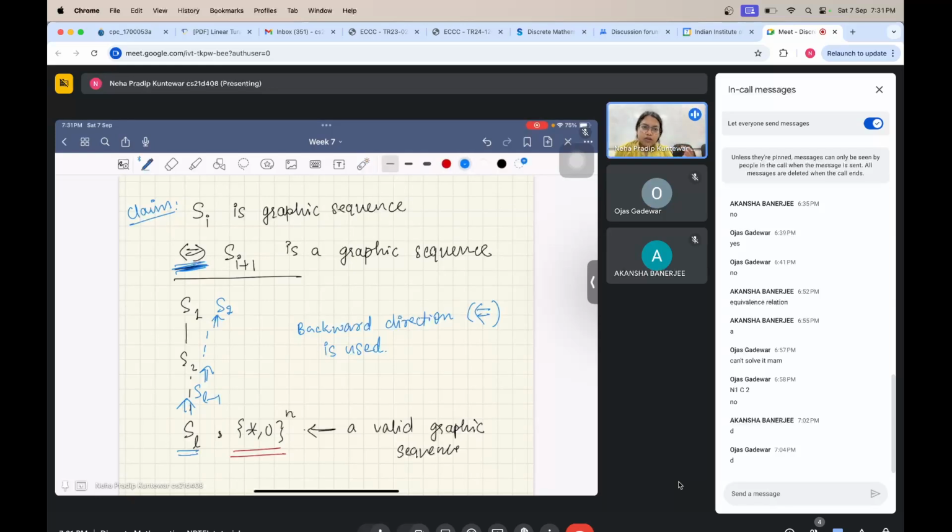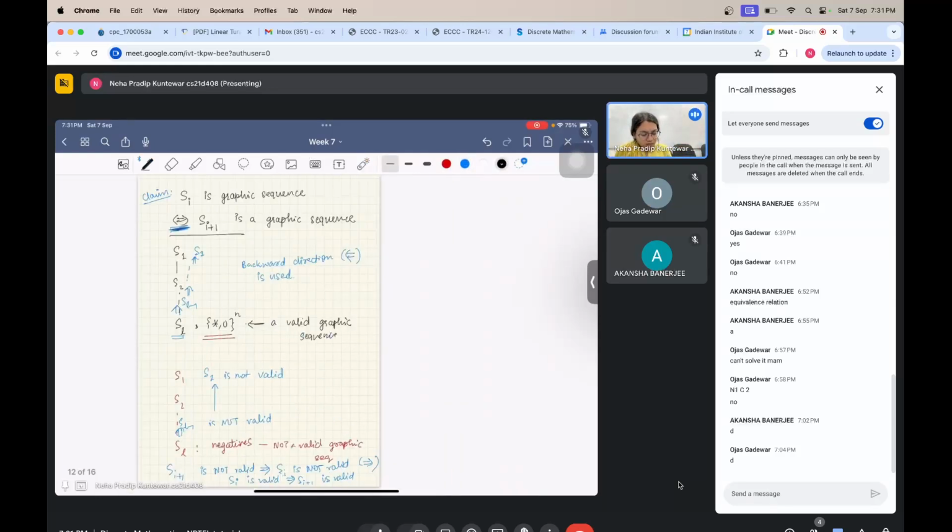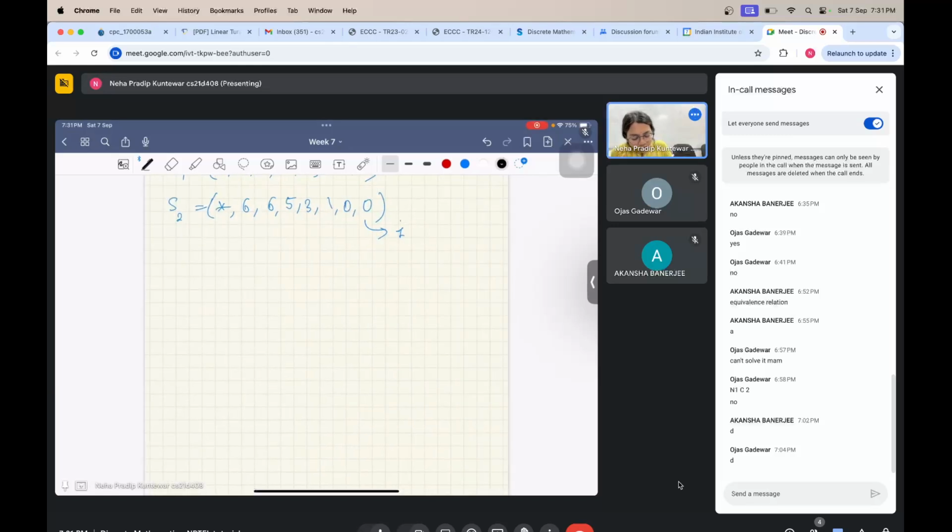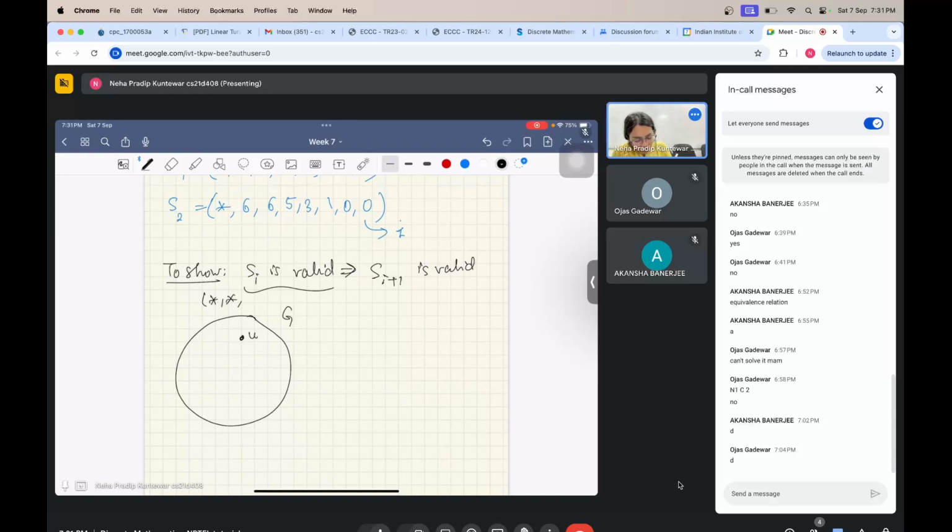But if you want to do a direct proof, it would simply be that you want to show that if Si is valid, then Si plus 1 is valid. So what that essentially says is that you assume that there is a graph wherein, say, without loss of generality, let's say u is, so you have a graph like this right now, and then you have some numbers here, and there are some edges like this.